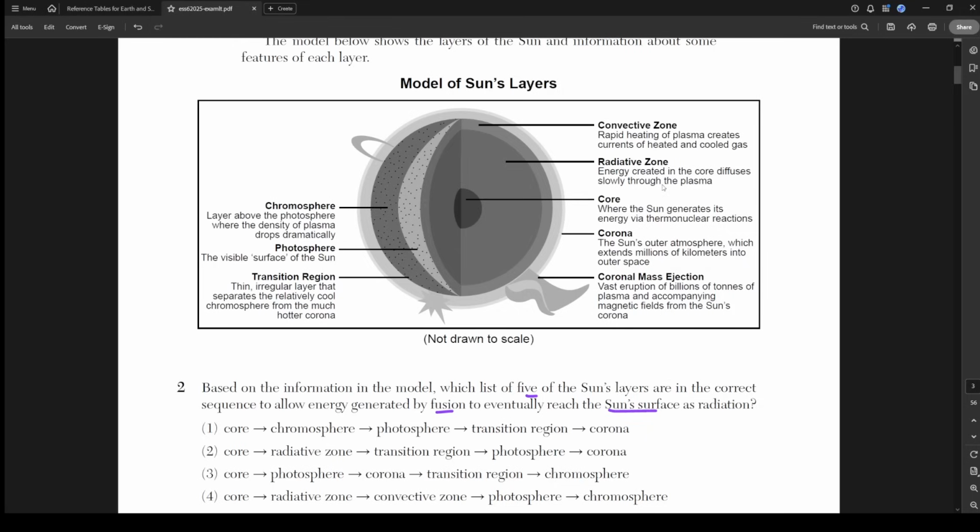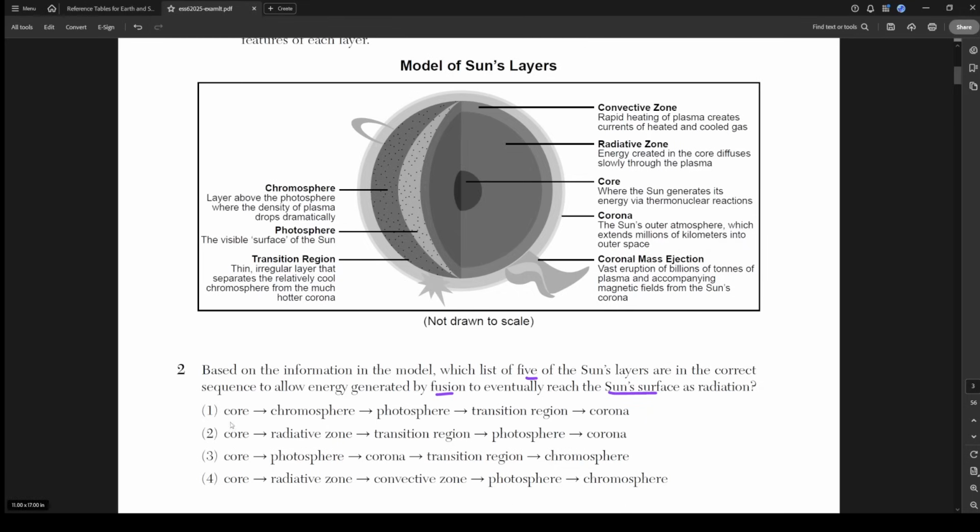Okay, so where is the sun generating fusion? You can see the core is where we have to start because that's all 4 choices. So we're starting in the core, and we need to make its way to the surface. So we're going to have to go from the middle all the way to the surface of the sun. Does anyone say surface here? Look, the visible surface of the sun. It says it there, photosphere.